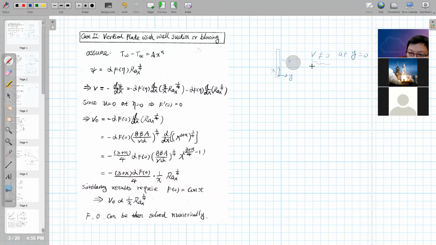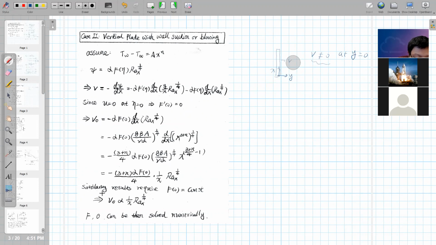This velocity at the wall will be minus alpha times f0 times d/dx of the Rayleigh number at x to the power of 1/4. Again, this Rayleigh number is to the x to the 3 plus n, as I explained before, because the additional temperature term is to the power x to the n. You bring this together and regroup it back to the Rayleigh number. So the v velocity at the wall, not vertical, the perpendicular velocity at the wall, will be equal to this value.